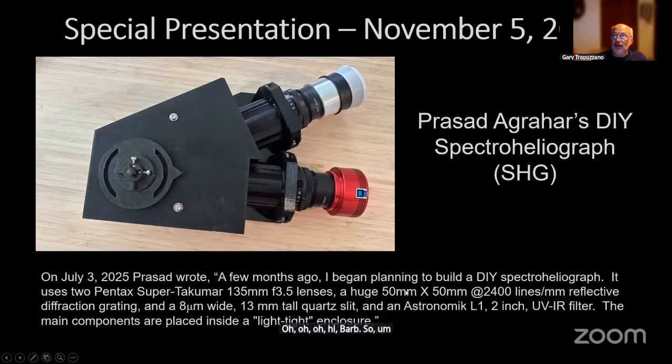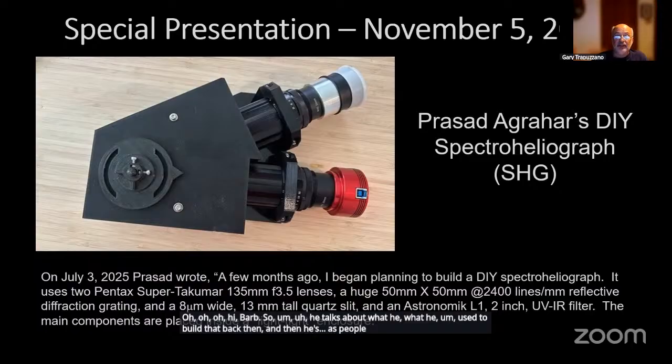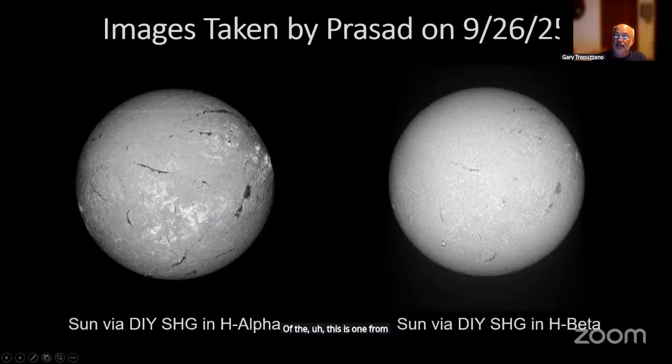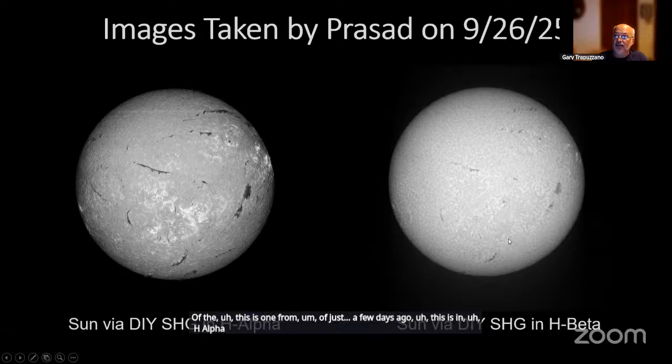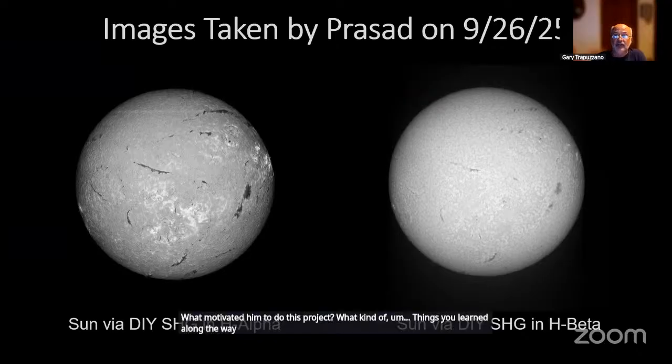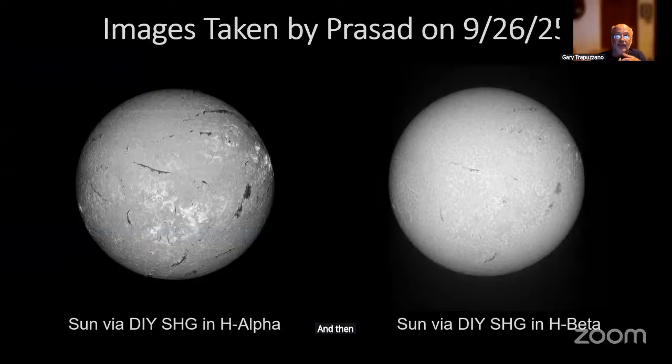So he talks about what he used to build that back then, and then as people see, he's been posting some really excellent pictures of the sun. This is one from just a few days ago. This is the sun in H alpha, and then the H beta image next to it. So Prasad's going to go through what motivated him to do this project, what kind of things he learned along the way, pitfalls that he had to overcome, and then also talk about the software that's used for capturing these images and then processing them.